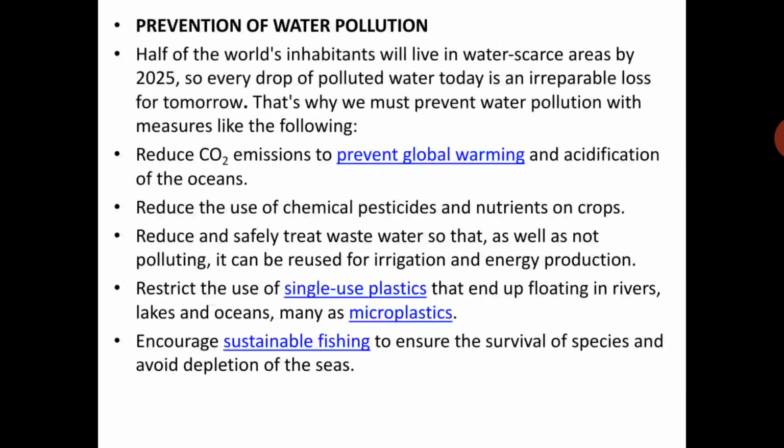So these are some preventions of water pollution, and each and every single drop of water is important and is not to be wasted, right? We have to preserve water for tomorrow, for the next generation, right? So this is nothing but water pollution, causes of water pollution, effects of water pollution, and prevention of water pollution.